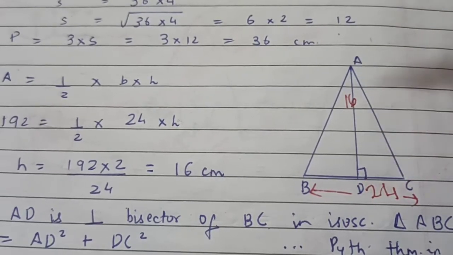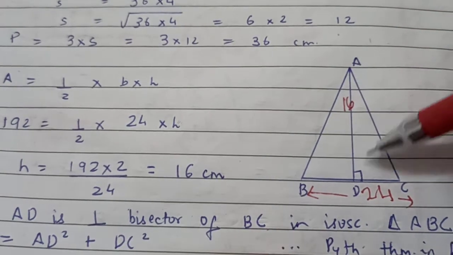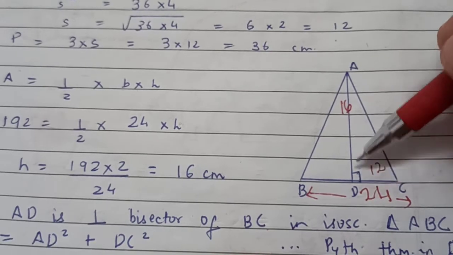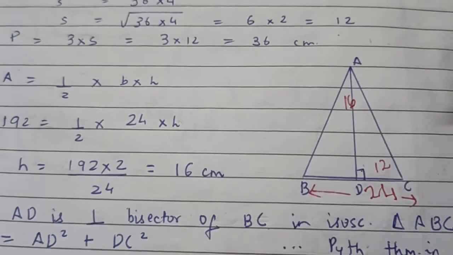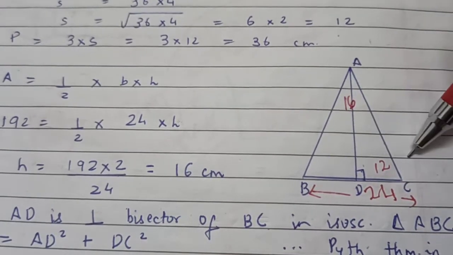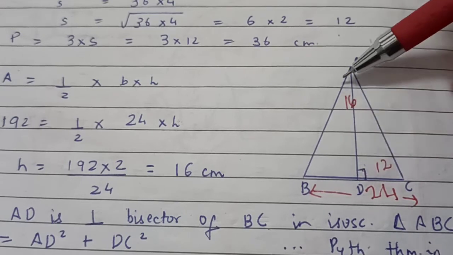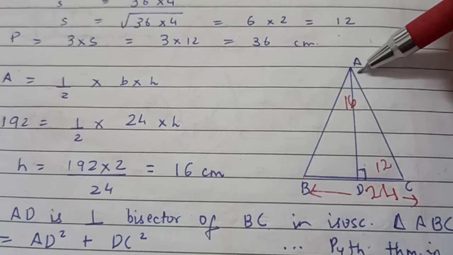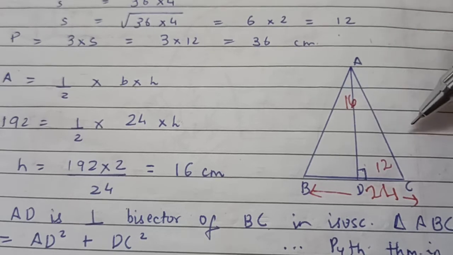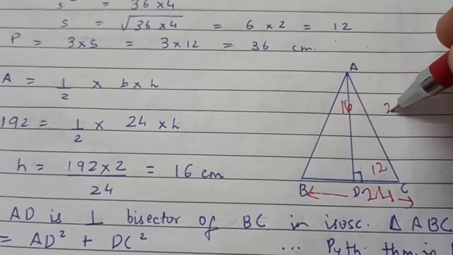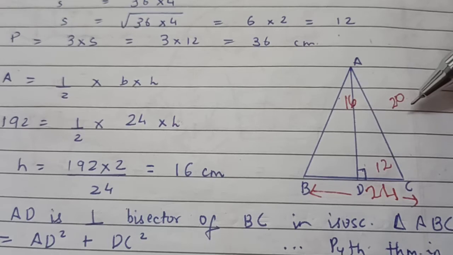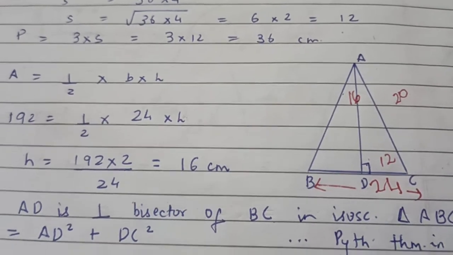The reason why we are using this property here is because this means DC is 12 and also angle ADC is 90 degrees. So if DC is 12 and AD is 16 in a right angle triangle, we can use Pythagoras theorem to find AC, which will turn out to be 20, which you should know beforehand because 12, 16 and 20 are Pythagorean triplets, but you'll have to show the working.